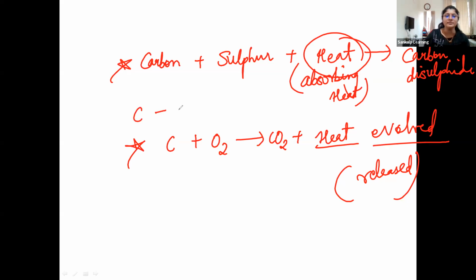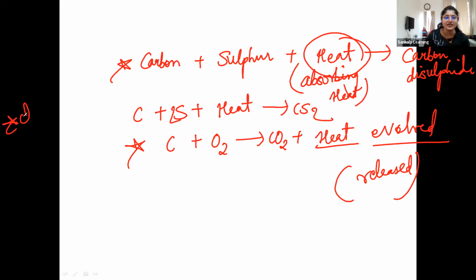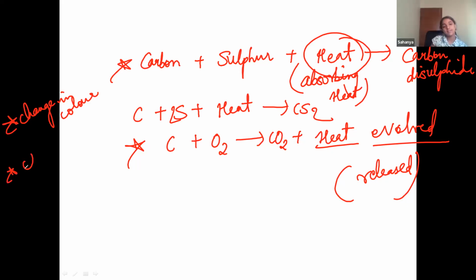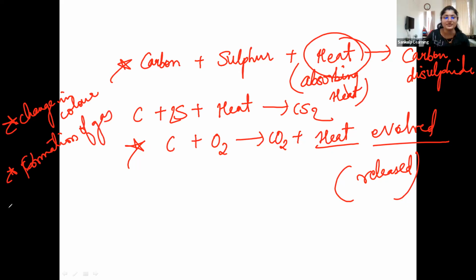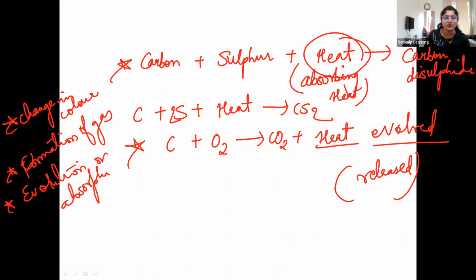So I'll write the chemical reaction giving you CS2. Okay, this will be 2S. So this is the third property. What all have we seen? Change in color. Then we have seen formation of gas. Then we have seen evolution or absorption of heat. Okay, next we are going to see formation of precipitate.